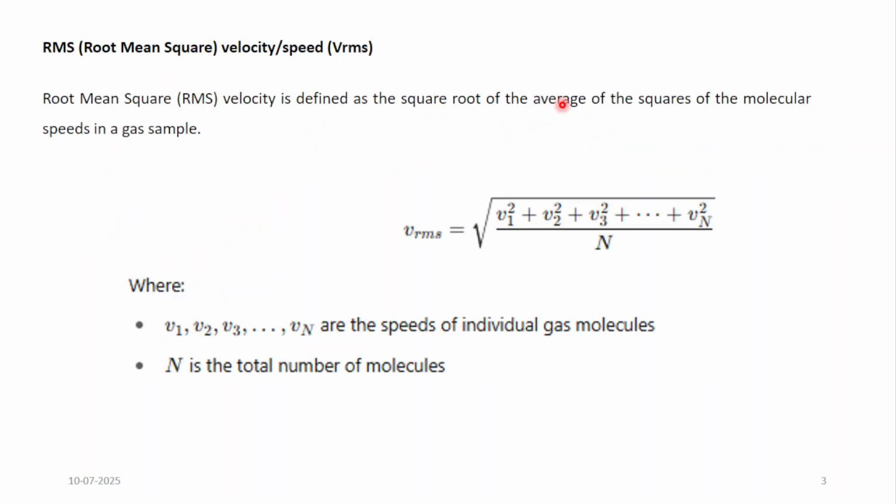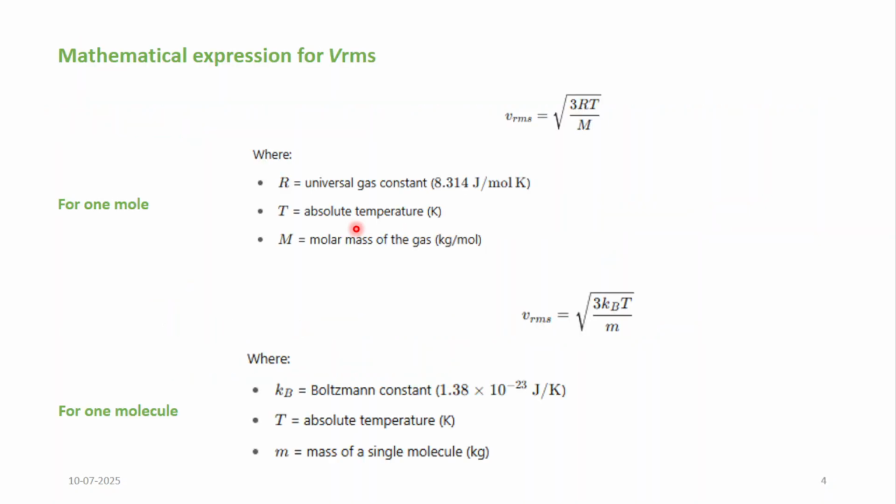Now what is root mean square velocity? This is nothing but the square root of the average of the squares of the molecular speeds in a gas. Vrms is equal to the square root of V1 square plus V2 square plus V3 square up to VN square, divided by N, where N is the total number of molecules, and V1, V2, V3 are the velocities of individual molecules. You sum up the squares, take the average, then take the square root of this, and it becomes Vrms.